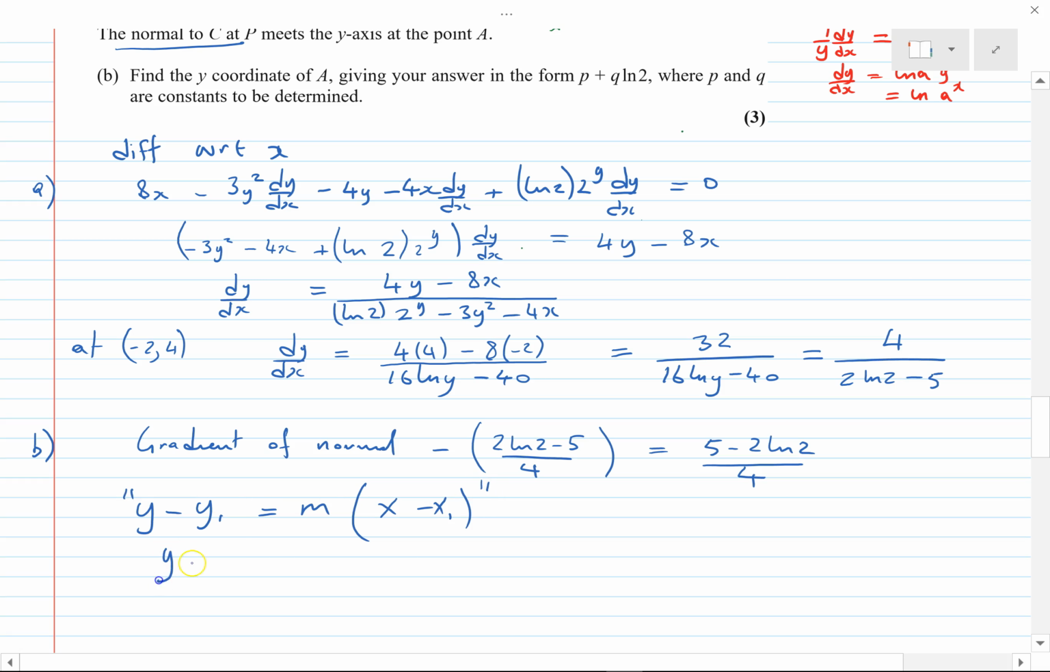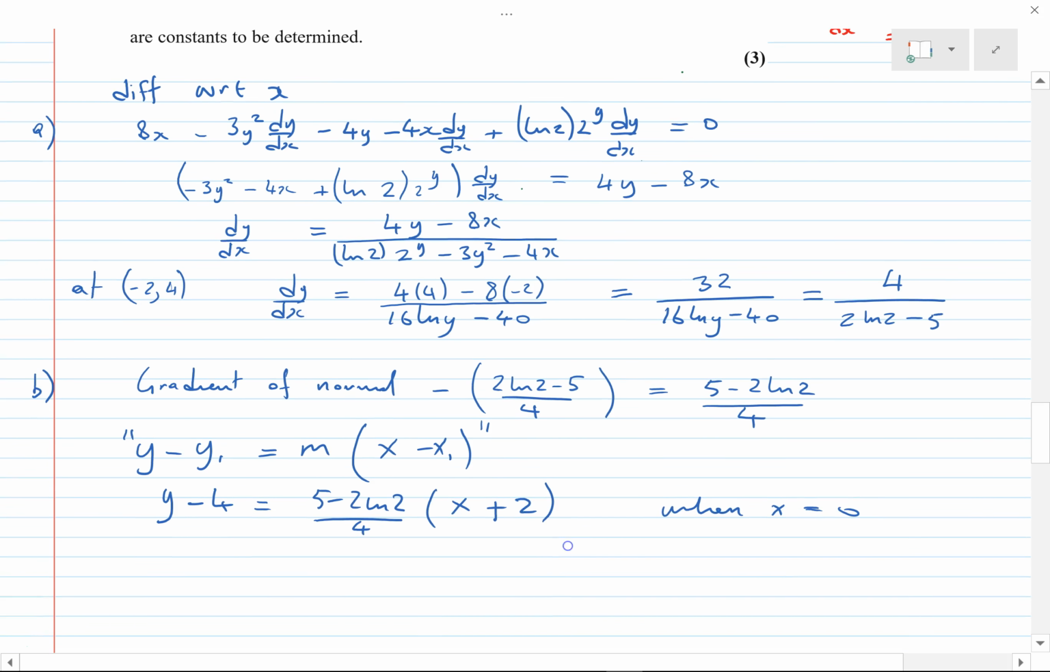So y take away, now the y coordinate is 4, is equal to m, which is this 5 minus 2 ln 2 over 4 thing, x minus 2. And we want where it crosses the y-axis, so that's when x equals 0. Wait a minute, it's x plus 2 of course, because we've got minus 2 there, so that's x minus minus 2, so that's plus 2. So we want when x equals 0.